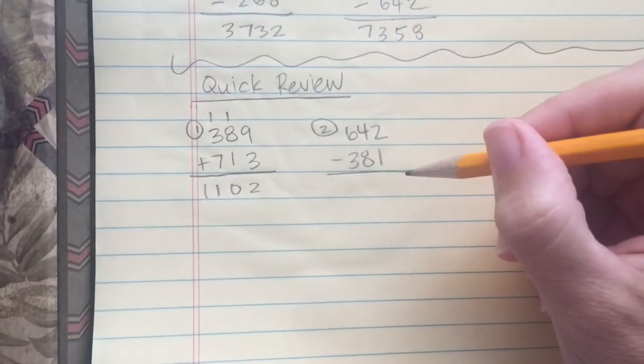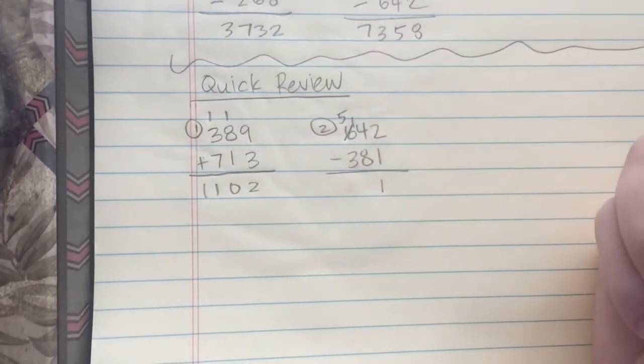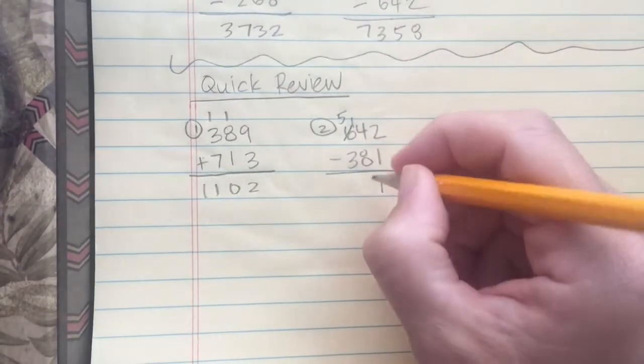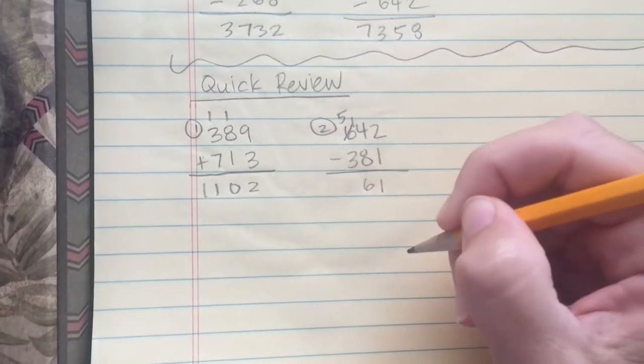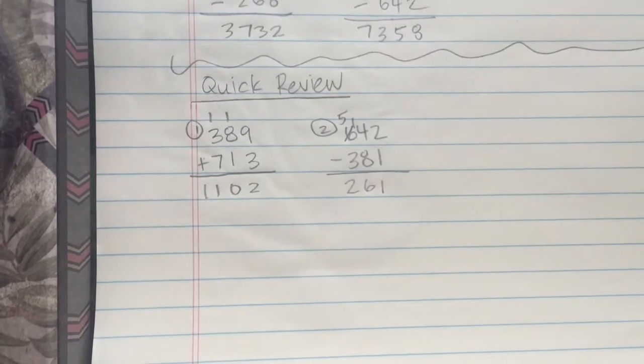And then we've got subtraction here. 2 minus 1 is 1. 4 minus 8, can't do that. Cross out the 6 to a 5. Make that a 14. 14 minus 8 is 6. 5 minus 3 is 2. So you should have ended up with 261.